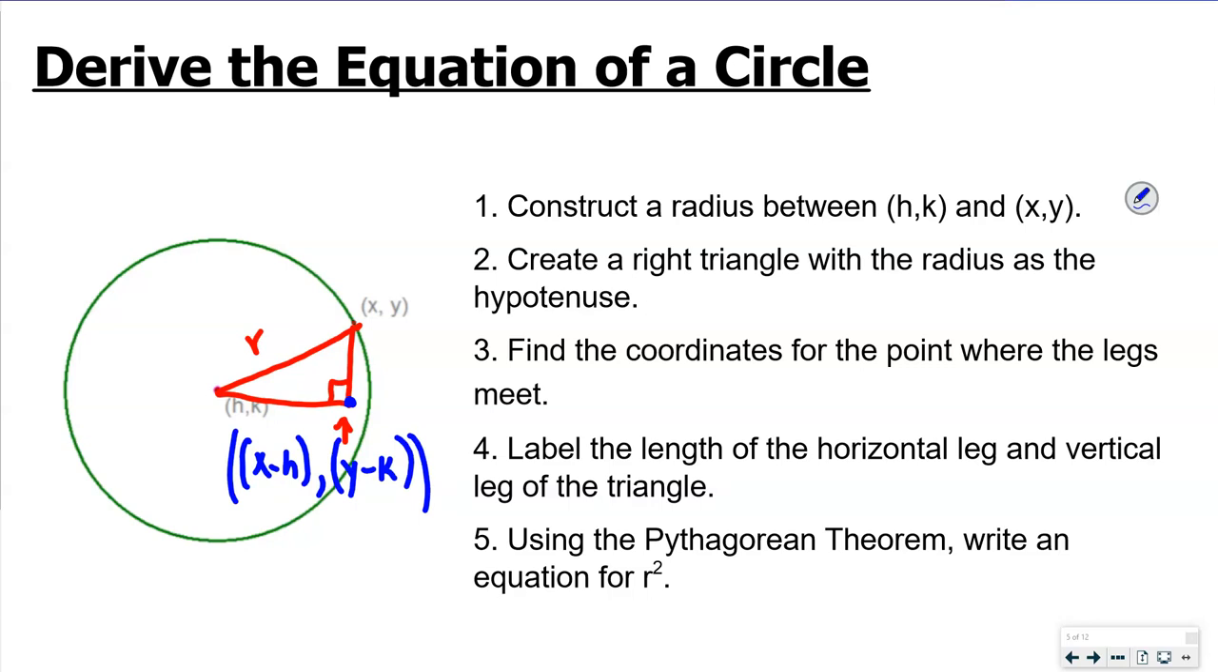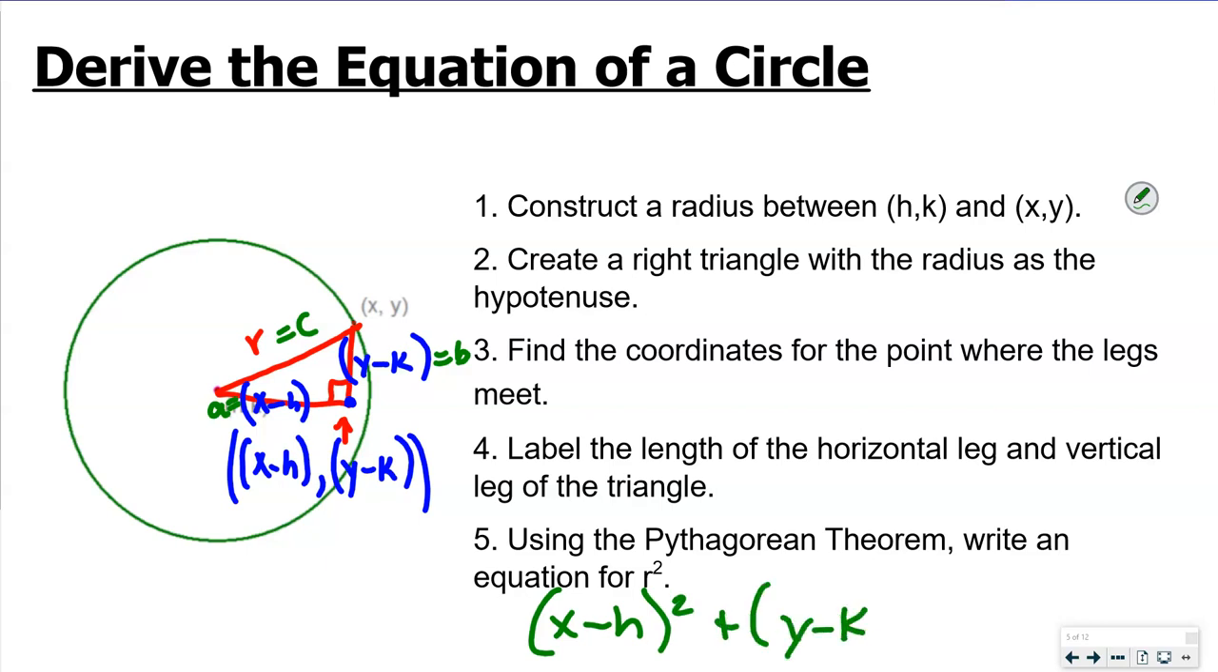And then it says label the length of the horizontal leg. The length of this horizontal leg would be what? x minus h, right? Whereas the length of the vertical leg would be y minus k. Okay? So using Pythagoras' theorem, we write an equation for r squared. So remember, this would be a, and this would be b, and this would be c, right? So we would do (x minus h) squared plus (y minus k) squared, and that equals our r squared. And that's where the equation of the circle comes from.